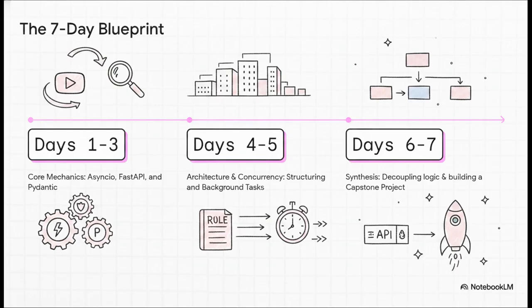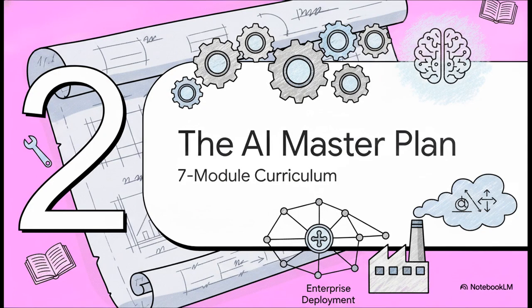Moving into days 4 and 5, you'll focus on architecture and concurrency. You'll learn how to structure larger apps and use background tasks so you don't break that golden rule we just talked about. Finally, days 6 and 7 are all about synthesis. You'll build a mini project that decouples your business logic, ensuring your API route stays super clean and only handles traffic. Moving right along to Section 2, the AI Master Plan.